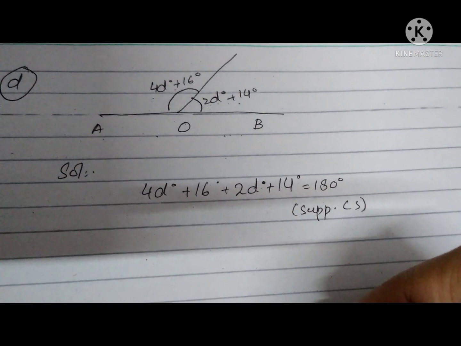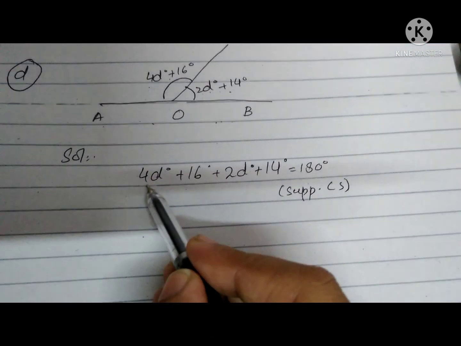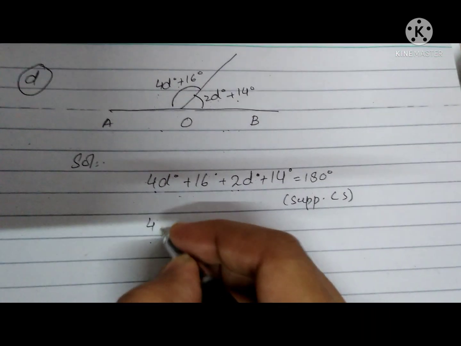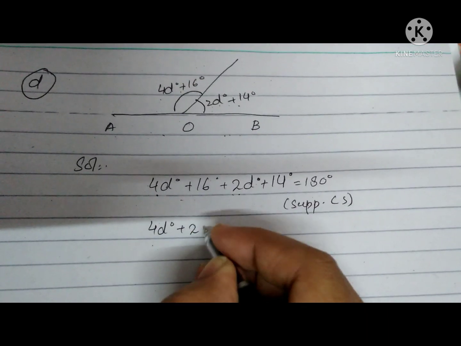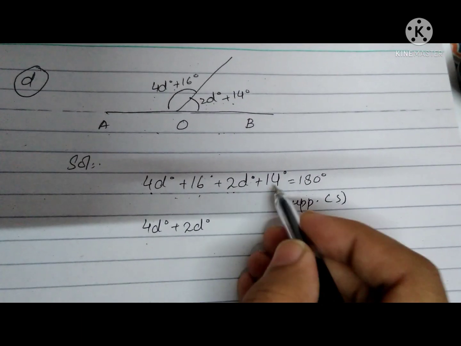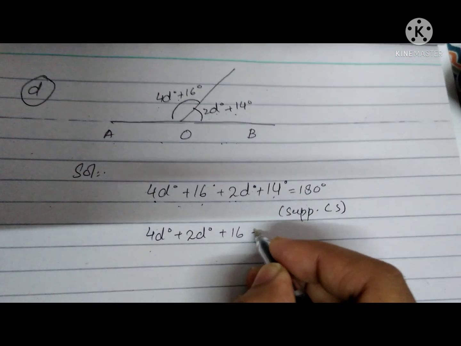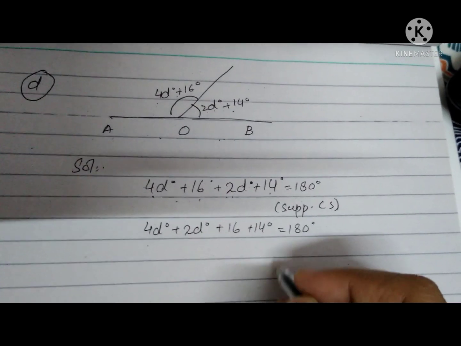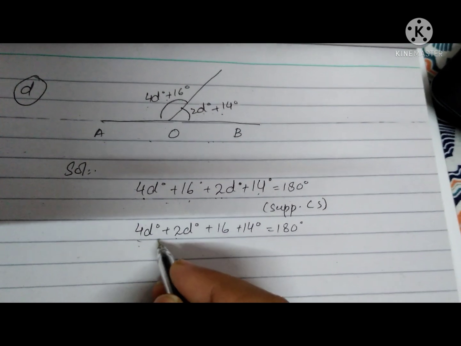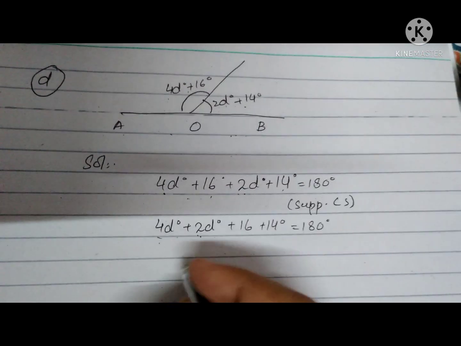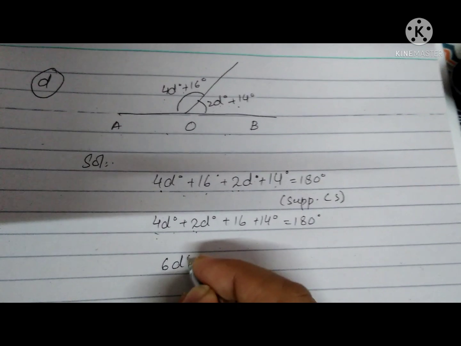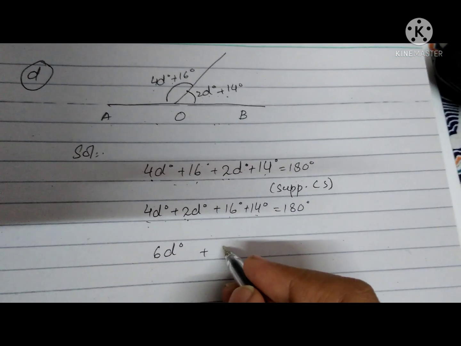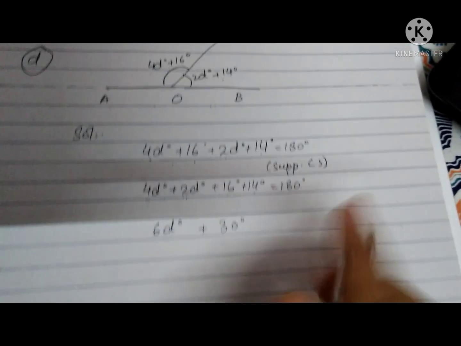Now 4D and 2D are like terms. Write them together to make our question easier. 16 and 14 along with their signs can be written with the 180 degree. 4 and 2 will be added because 4D and 2D are like terms. So they will be 6D degree. 16 and 14 will be added together to make 30 degree equals 180 degree.